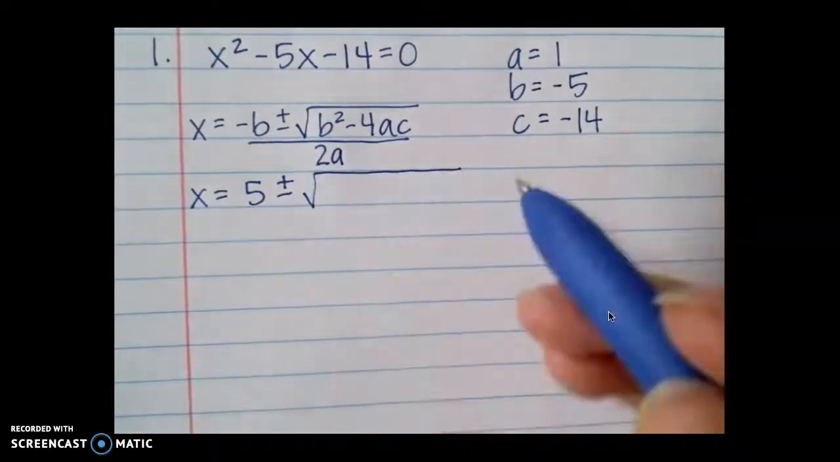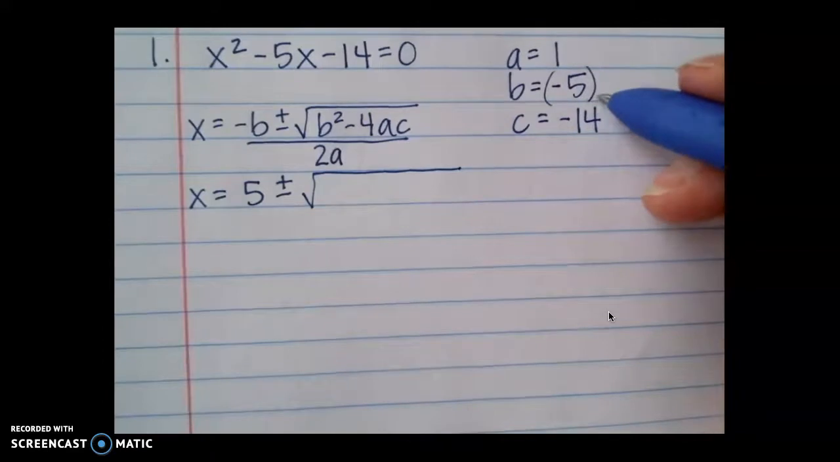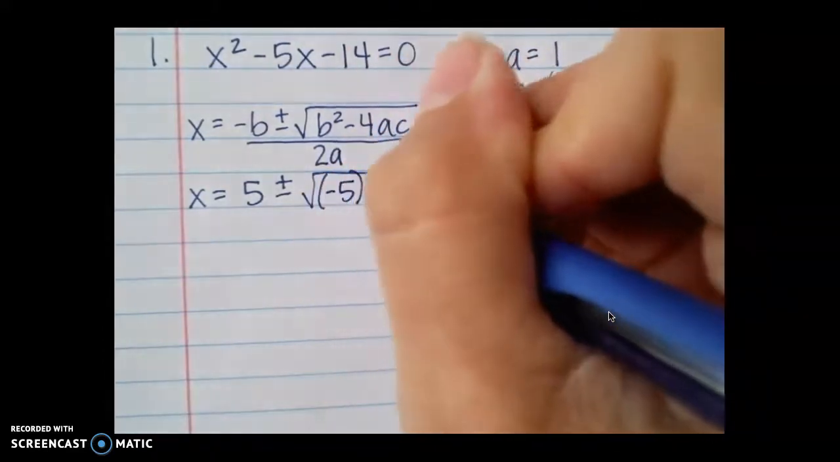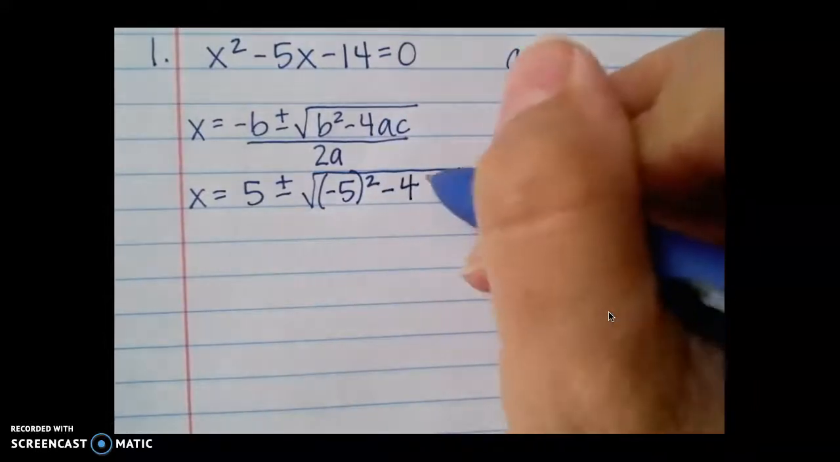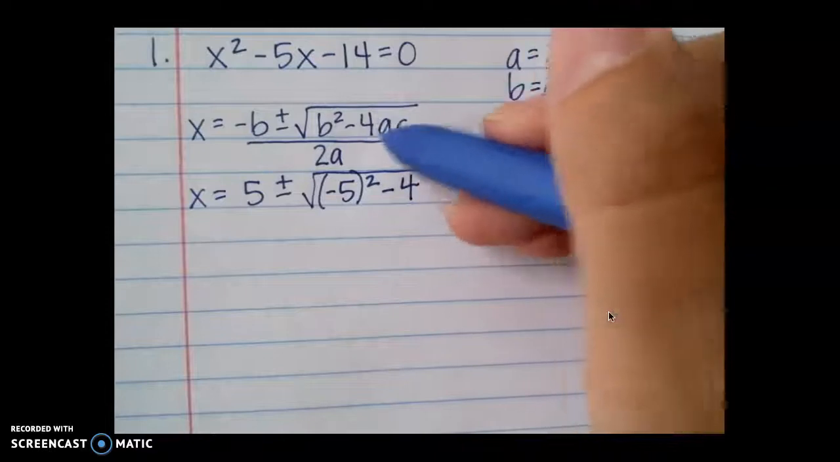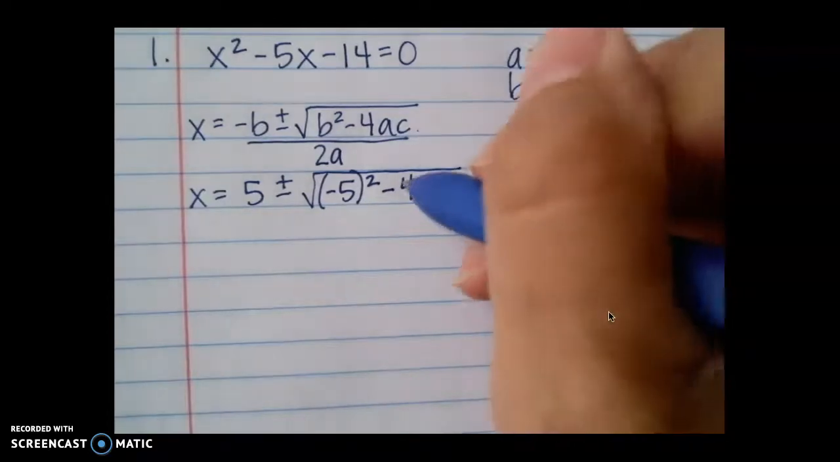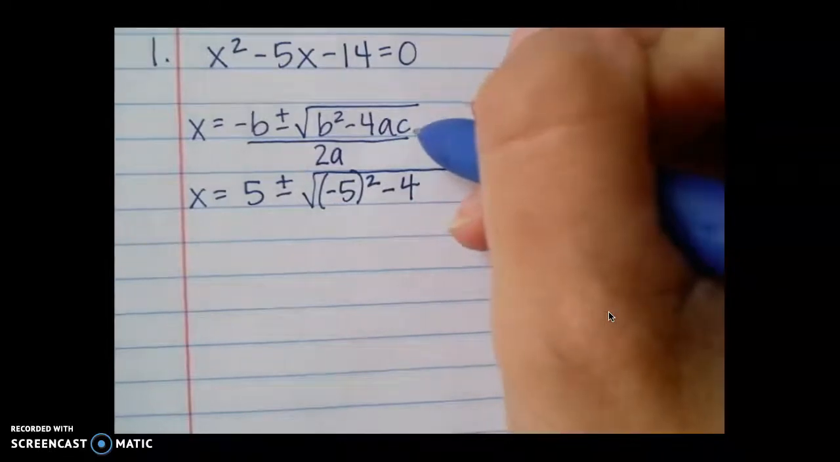The square root of b squared. So b is negative 5. So it is negative 5 squared minus 4 times a times c. And by the way, that 4 is there because it is called the quadratic formula. You guys know what the prefix quad means. It means 4. So that's part of why it's a quadratic formula. Okay, A and C. A is 1.